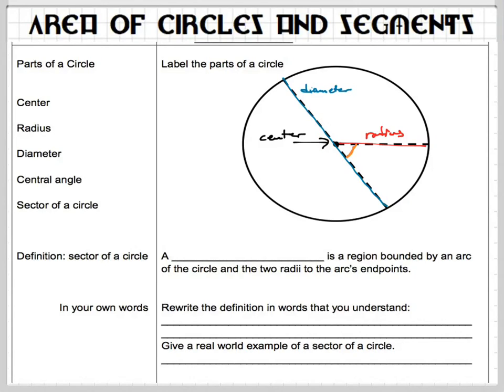So I'm going to label this one right here. Let's say central angle. That looks like an angle. So all these are called central angles. I should probably double tick that one, and this one I'll put 2 tick marks on it.